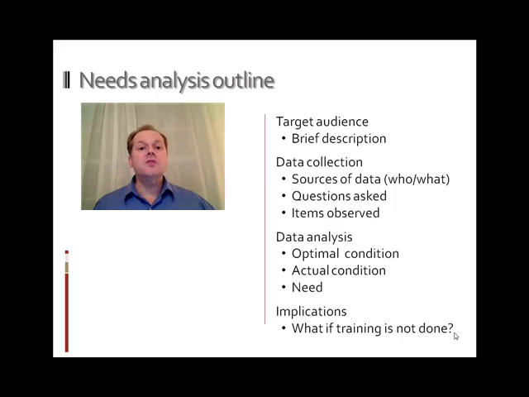So there are four parts for your needs analysis. Describing your target audience, saying what data you collected, what your analysis was, what the optimal condition was, what the actual condition was, and then what they need to learn how to do, and then the implications. What happens if you don't do training? That's your needs analysis assignment.